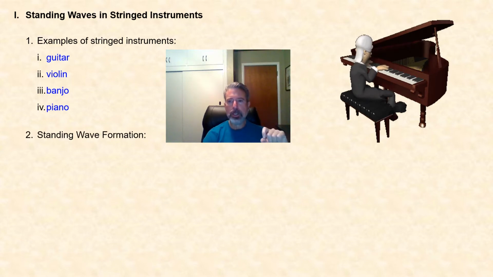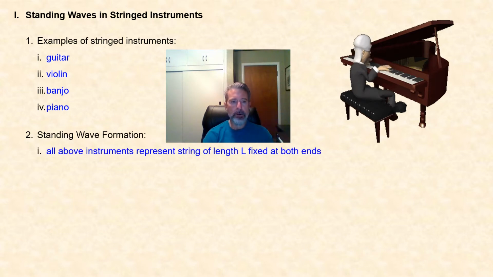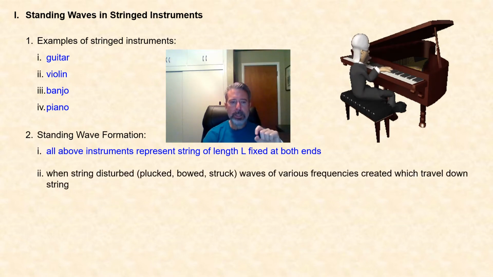So when it comes to the standing waves that get formed on these strings that produce the notes that we hear, all of these instruments represent strings of, we'll say, length L that are fixed at both ends. And when the string gets disturbed somehow, either by being plucked, bowed in the case of a violin, or struck as in the case of a piano, waves of various frequencies are created which travel down the string.